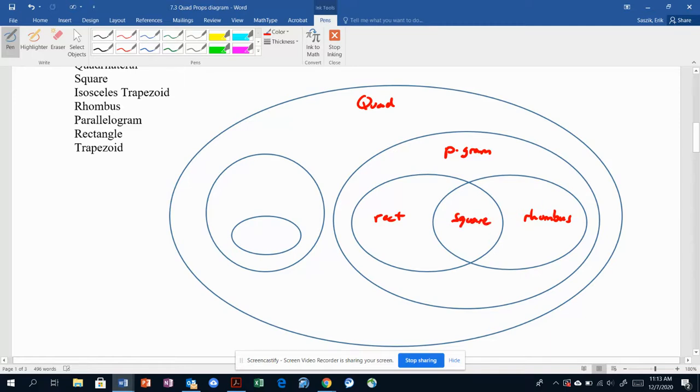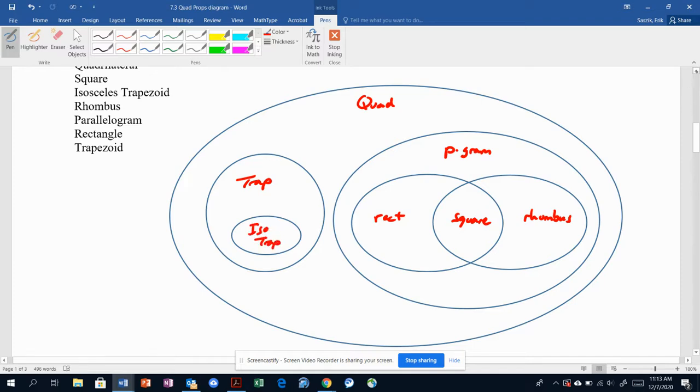Square is very special. But what this means is that all rectangles, squares, and rhombi are parallelograms, right? They're all a subset of parallelograms. Square is a subset of everything in there. Over here we have a trapezoid, and this is an isosceles trapezoid, right? An isotrap.